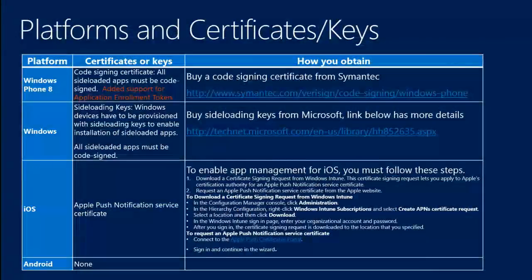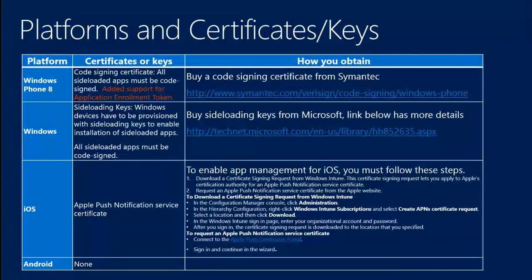So here's a look at the different platforms that we support, and the certificates and keys that you need to configure in order to use these different platforms. Starting at the top, for Windows Phone 8, we do require a code signing certificate for side-loading applications. So you do need to get a Symantec code signing certificate if you want to deploy your own line of business applications. One thing there in the orange, which is added in R2, is that we also will allow you to specify an application enrollment token, or an AET.